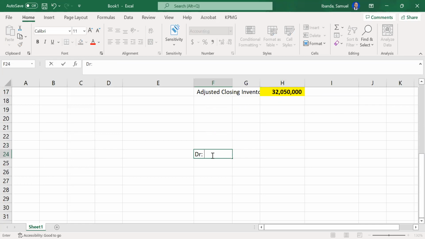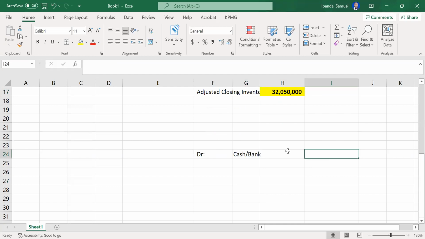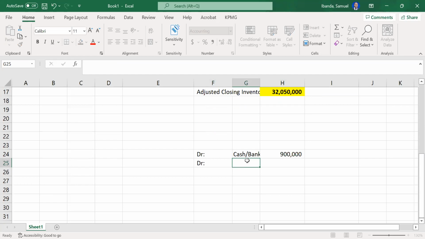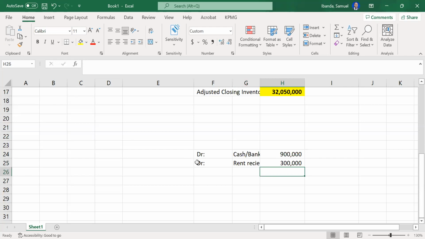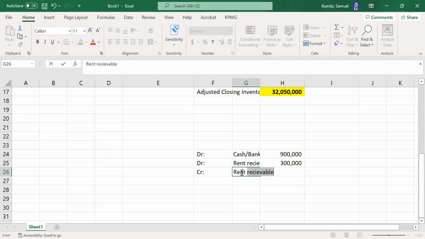Okay, let me do this. So you debit your cash, bank, with the 900,000. Then you debit rent receivable with the 300,000. Then you credit rent income with the 1.2.